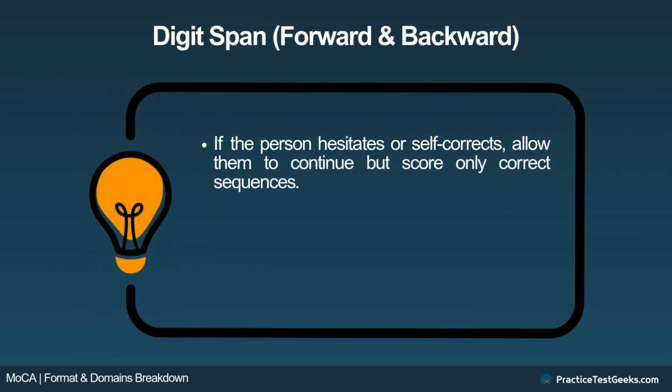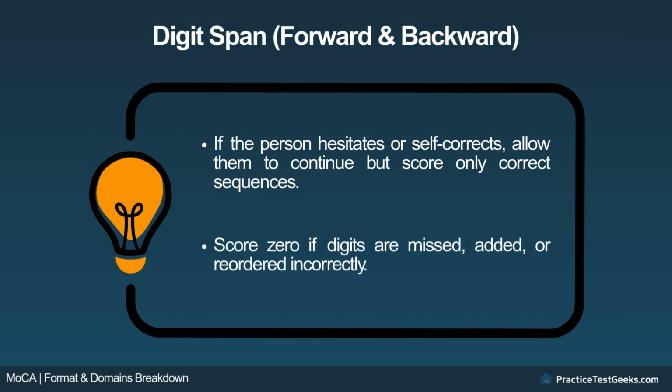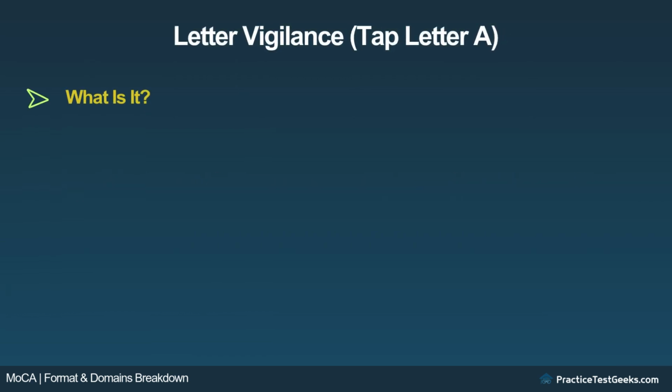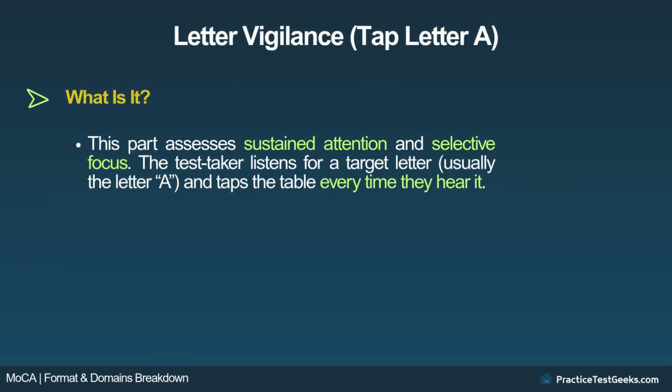Tips for evaluation. If the person hesitates or self-corrects, allow them to continue, but score only correct sequences. Score 0 if digits are missed, added, or reordered incorrectly. Letter vigilance. Tap letter A. What is it? This part assesses sustained attention and selective focus.